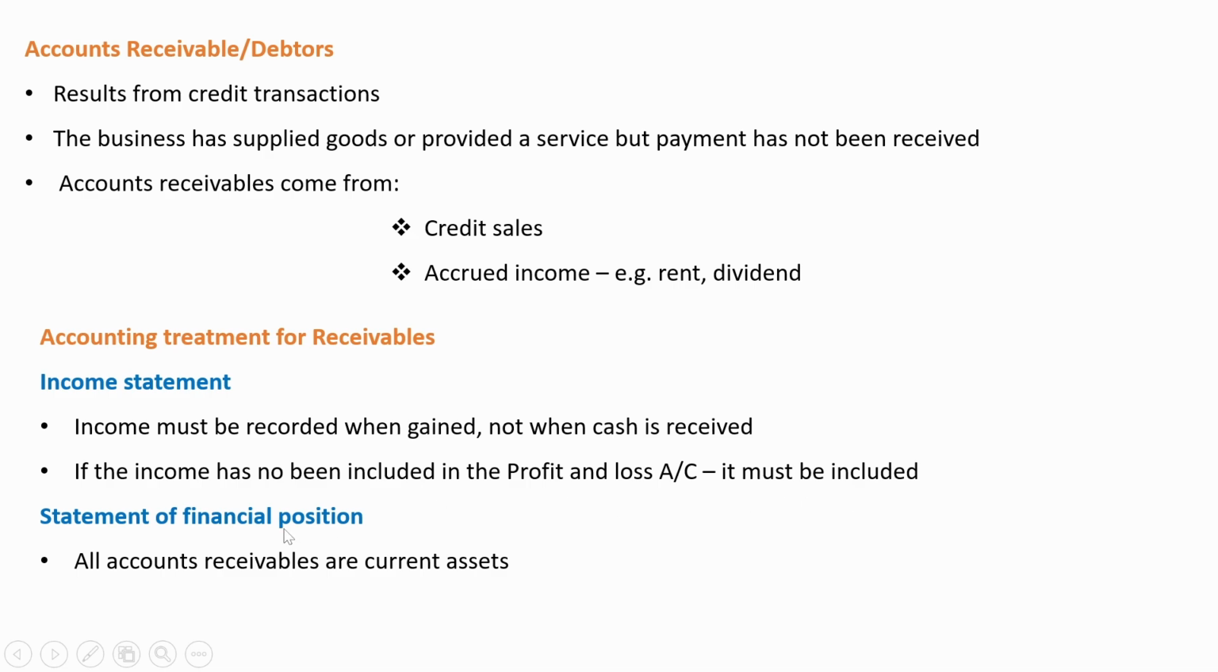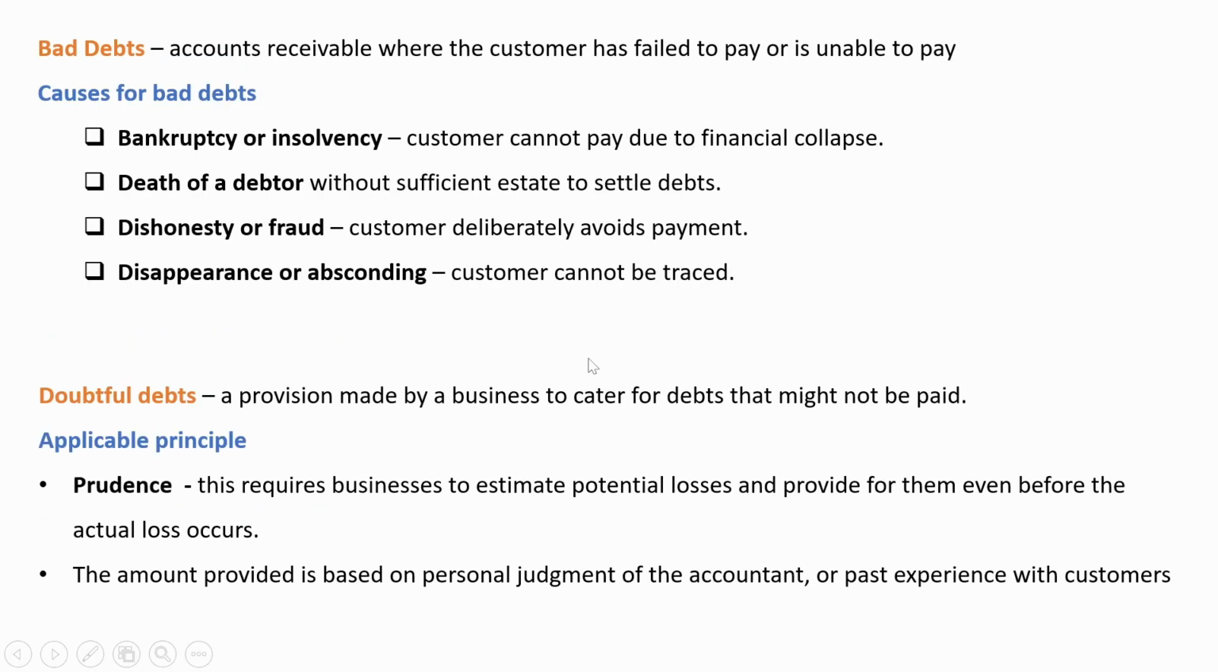And then when you go to the statement of financial position, all accounts receivables are current assets. It is as simple as that. So when it comes to accounts receivables, we have something called bad debts and another one called doubtful debts. So let us start by defining what is bad debts.